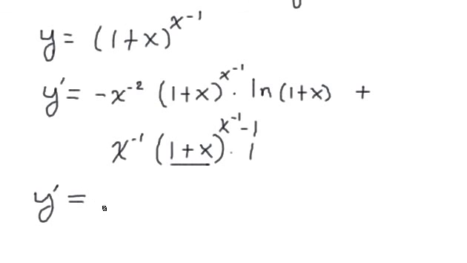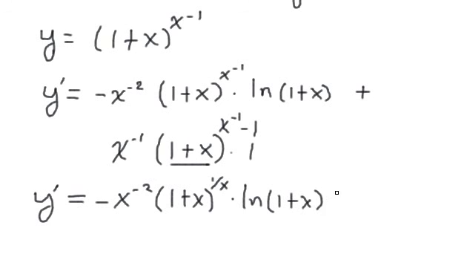Rewriting this part first. And we're going to have negative x to the negative 2, 1 plus x, and I'm going to go ahead and rewrite this as 1 over x times the natural log of 1 plus x, plus, I think I can squeeze this in, x to the negative 1, and this up here, I guess I'll just rewrite as 1 plus x raised to the, just keep it like this, x to the negative 1 minus 1.